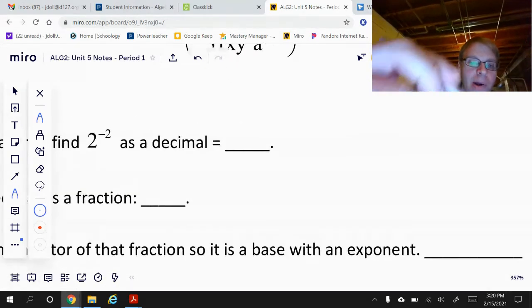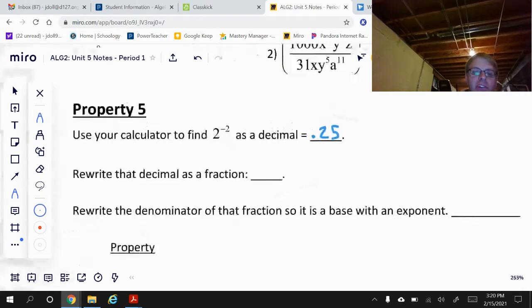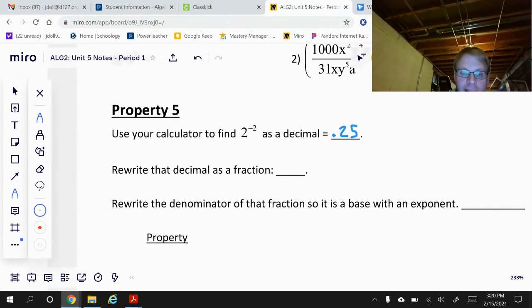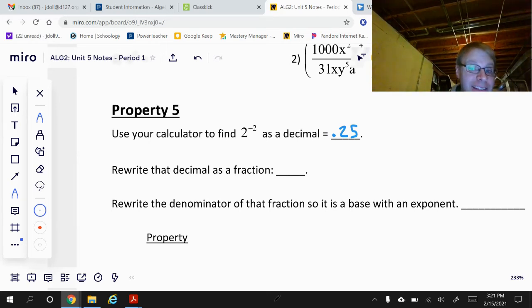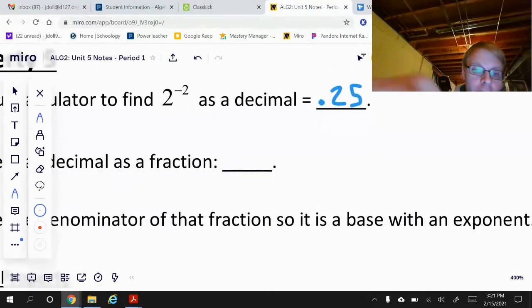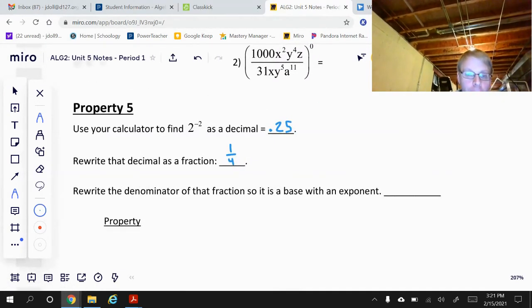All right, so if you did this properly, you would have found that 2 to the negative second as a decimal is 0.25. Second thing I'm asking you to do, take that decimal and rewrite it as a fraction. And it is important, guys, that it is a fully simplified fraction. All right, ready? Pause. So 0.25, we should recognize that that's a quarter, and a quarter, fully simplified, can be written as 1/4.